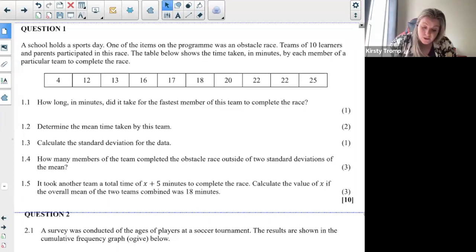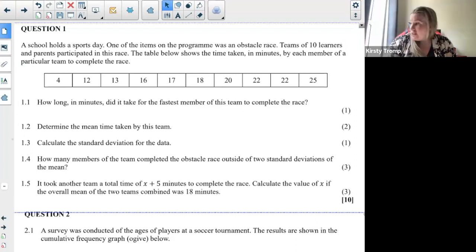A school holds a sports day. One of the items on the program was an obstacle race. Teams of 10 learners and parents participated in this race. That's really important, there are 10 people. The table below shows the time taken in minutes by each member of the particular team to complete the race.